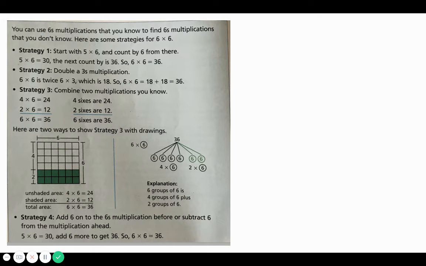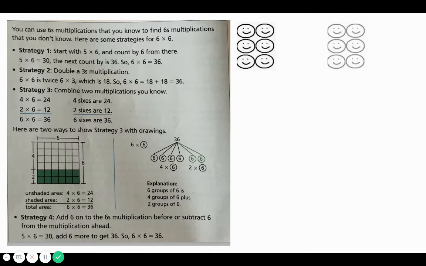And so right now we're just going to review some different strategies that we've learned, and we're going to take a look at 4 different strategies that we can use to find our 6 multiplications. If we don't know them yet, we are going to need to strategize, like, how do I figure this out? So strategy number 1, start with 5 times 6. We know that 5 times 6 is 30. And count by 6 from there.